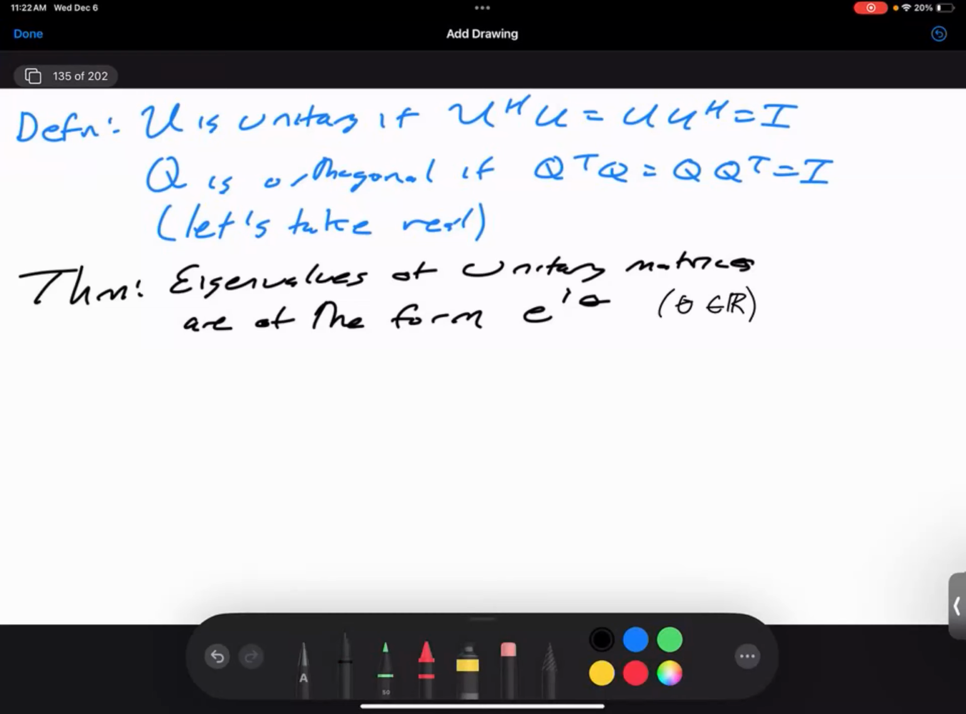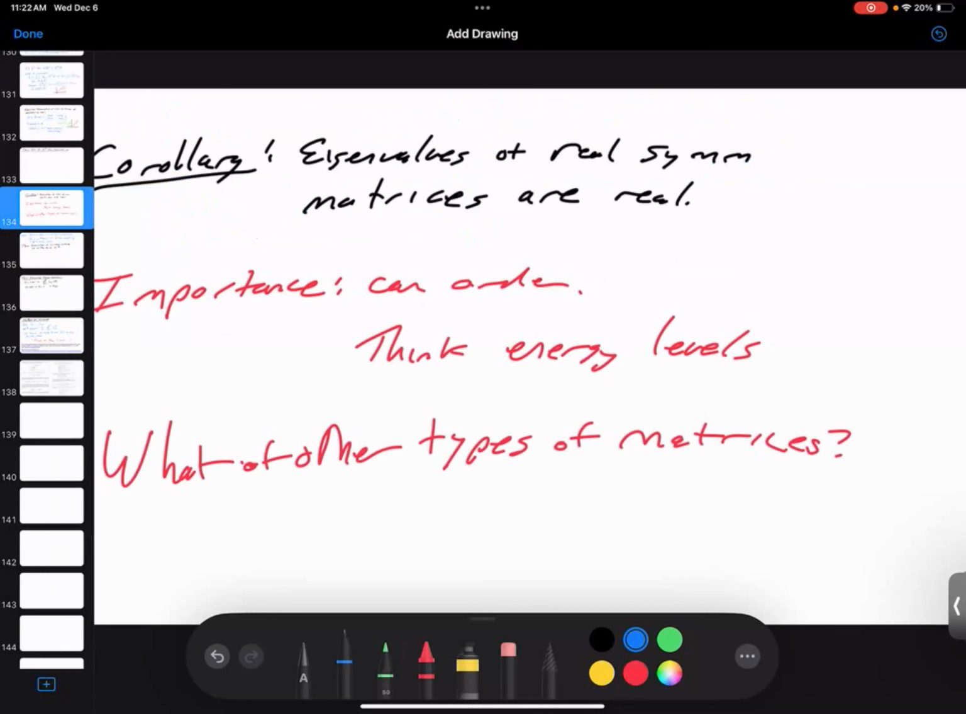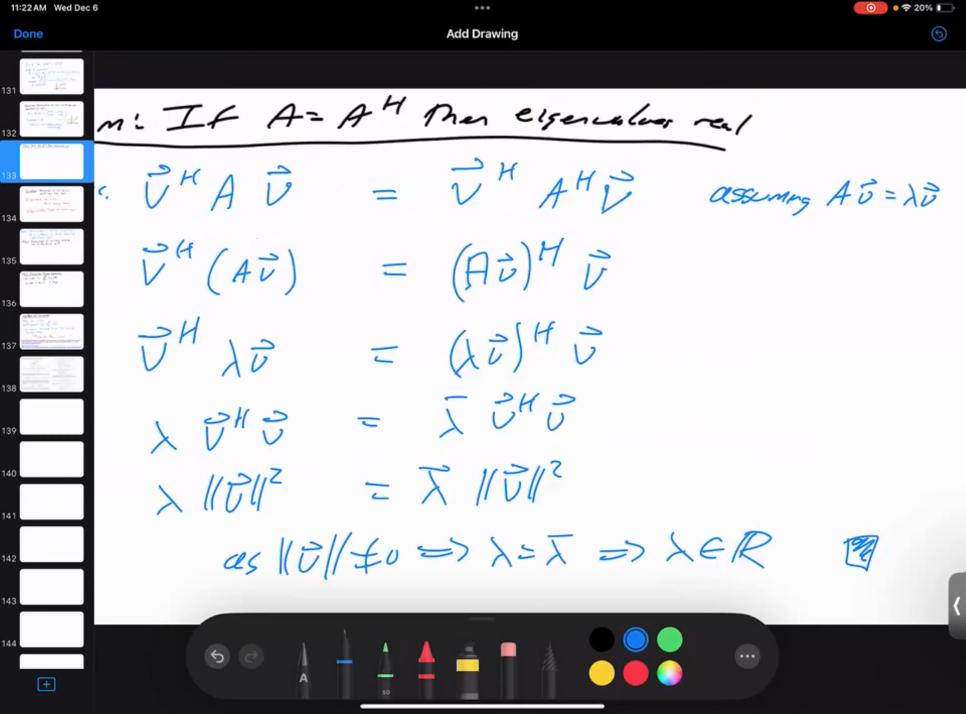Okay. Has anybody seen a proof that unitary matrices have eigenvalues of absolute value 1? Okay, so again, not too many. So let's do a proof of this. So the proof is, again, divine inspiration. So what did we do before? Before, we looked at V Hermitian V, and we put in an A in between. We put in an A because we knew A equals A Hermitian.